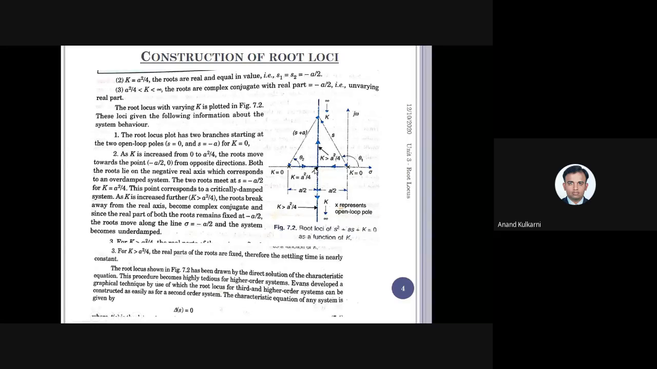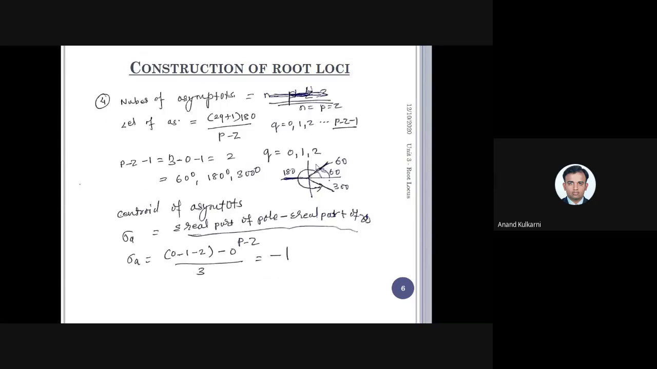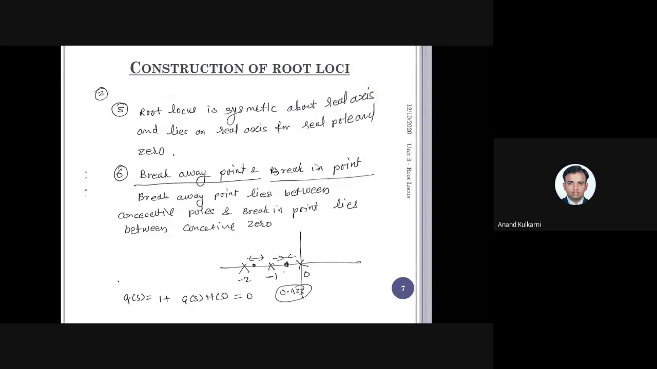I want to find it in our problem. So how to find out the breakaway point in our problem? That is the rule here. For that purpose, here in our problem, there is no zero. When there is no zero, that means there is no break-in point. Only breakaway points will be there. So how to find out that breakaway point?